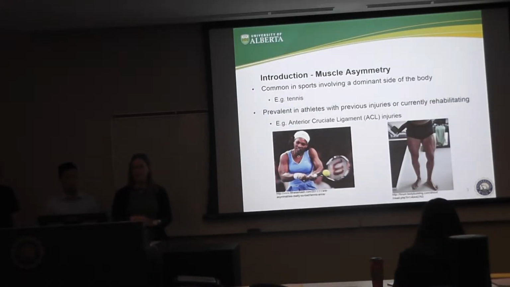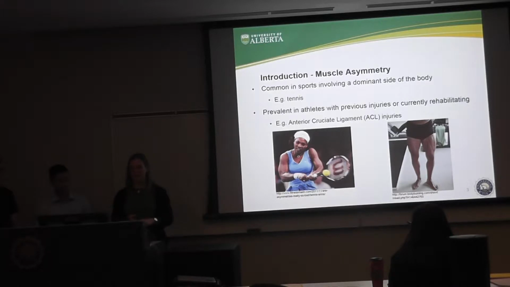So, an introduction to muscle asymmetry. Athletes of different sports often have substantial differences in their muscle function, and many sports force athletes to favor a dominant side of their body, which will lead to this muscle asymmetry that we're talking about. As you can see in this photo here with the tennis player, her one arm is much larger than the other, just as a result of her using her dominant side of her body.